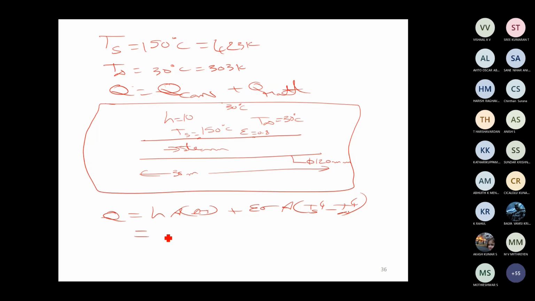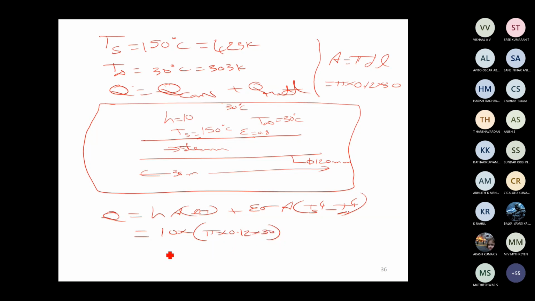Okay, so now we'll substitute the data. h is 10 multiplied by the area. Now, the area of the wall of the pipe surface is not pi r square, it's pi d. So pi multiplied by diameter, 120 millimeters, which is 0.12 meters, multiplied by L, which is 30. So this is pi multiplied by 0.12 multiplied by 30.